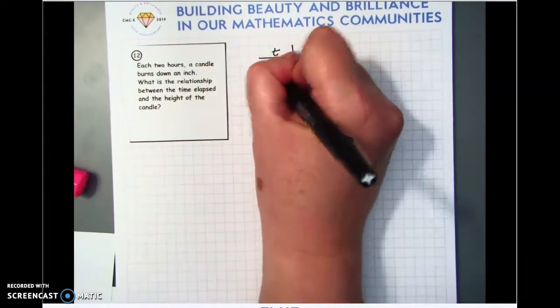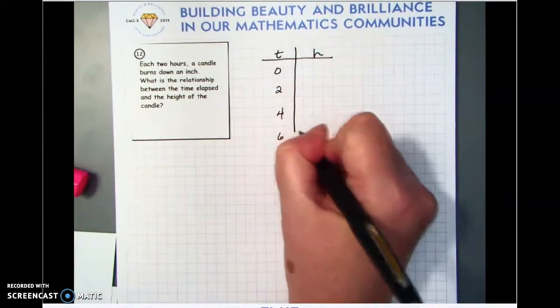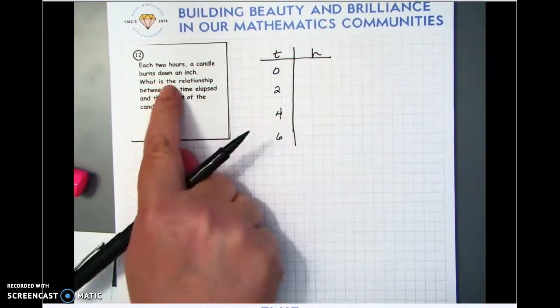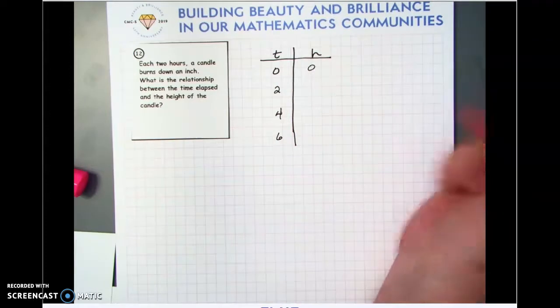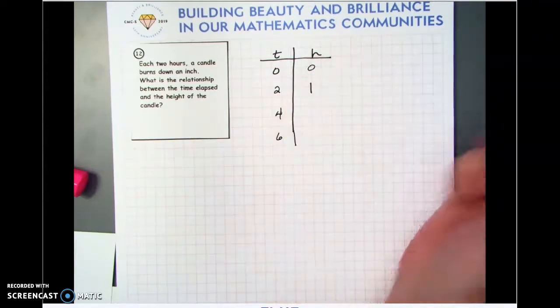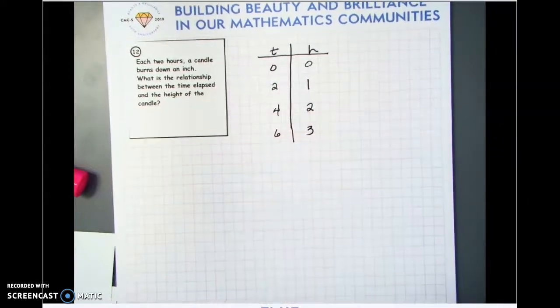So we could have time as 0, so every 2 hours. So we could have 2, we could have 4, we could have 6. And then it says it burns down 1 inch. So in 0 hours, we get 0 inches. In 2 hours, we get 1 inch. In 4 hours, we get the second inch. And in 6 hours, we get the third inch.